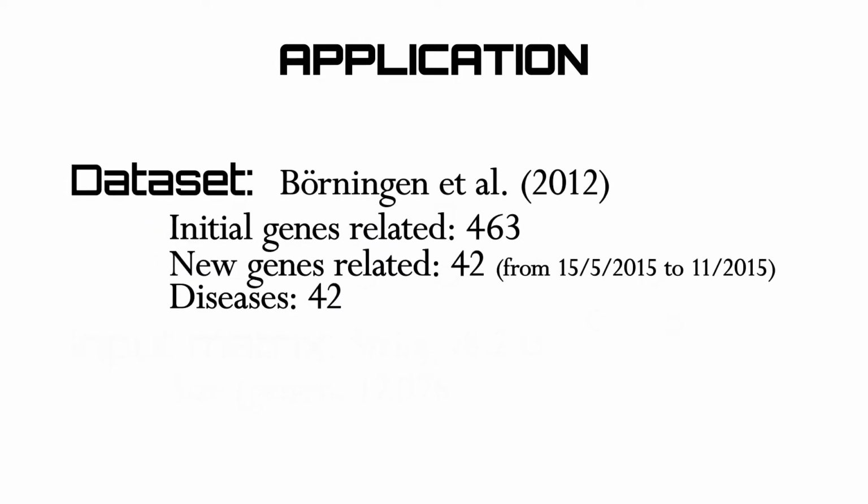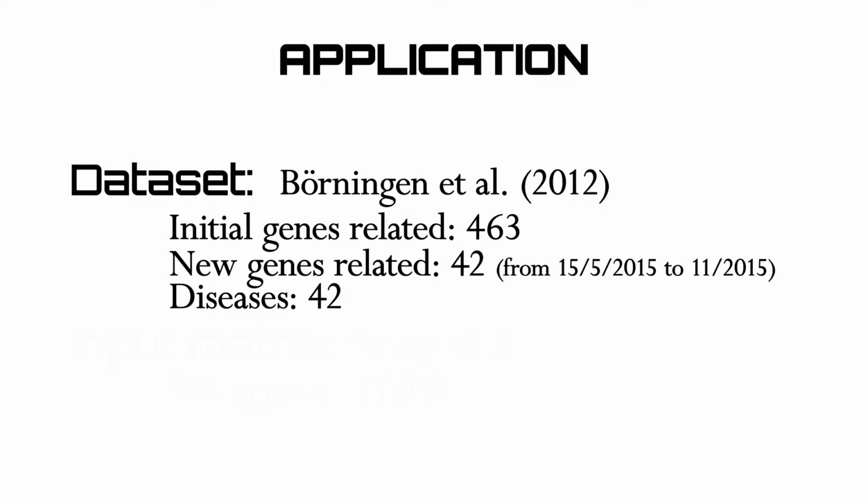To do that, we have used the Bornigen et al. dataset. This dataset is composed of known gene-disease relations at a given time, taken from various disease databases, plus an additional 42 novel genes which were found to be related to these diseases during the subsequent 6 months. We used these 42 new gene-disease relations to compare the performance of these different kernels.